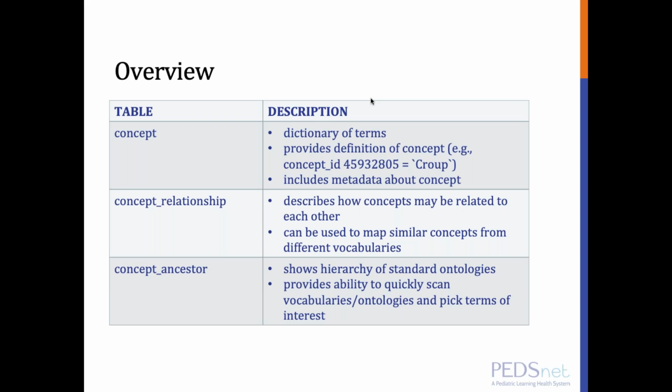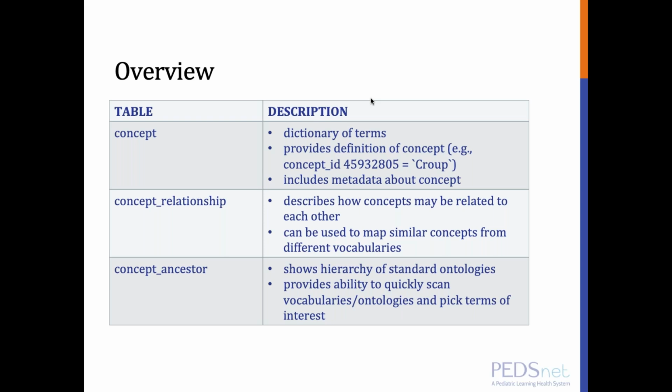Concept relationship is another table that we use a lot. If you have a concept and you want to figure out if there's any other concepts that have some sort of relationship to it, a mapping from one vocabulary to another, for example, then this is the table that you have to go to. It semantically defines those relationships, and it's something that we use a lot in order to build a very thorough code set.